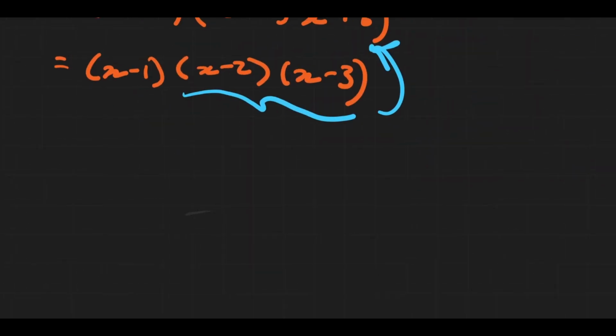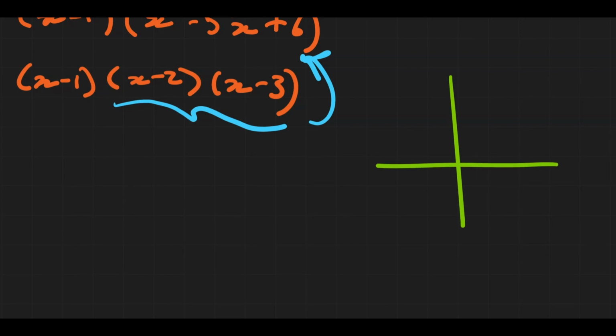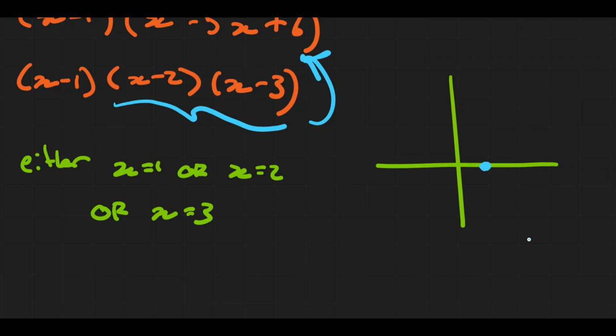Because when we expand this part out, it gives that part there. Awesome. So this is the fun part actually. We have x minus 1, x minus 2, and x minus 3 as all factors. And we can use the null factor law here. So either x equals 1, or x equals 2, or x equals 3. We've just found our three x-intercepts. Really easy.